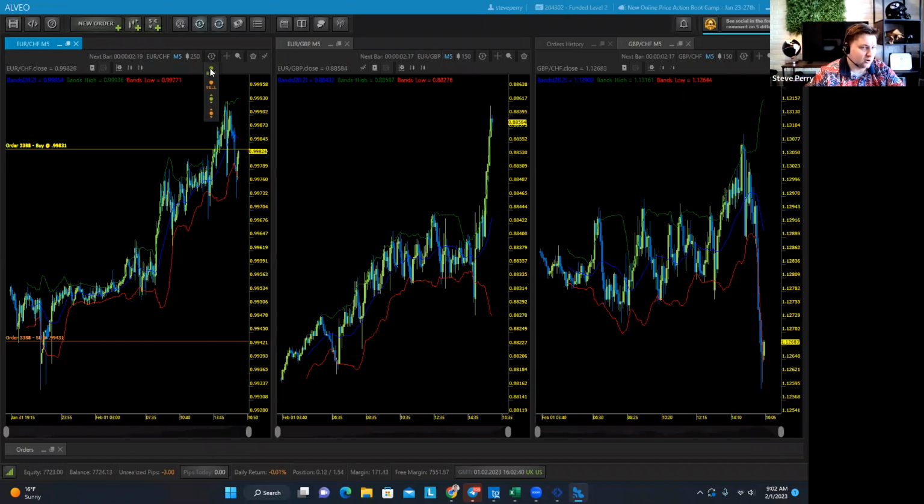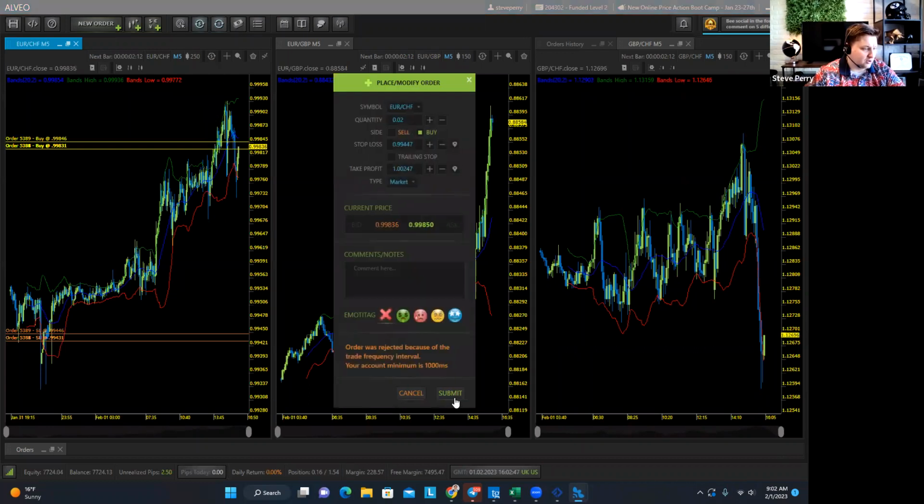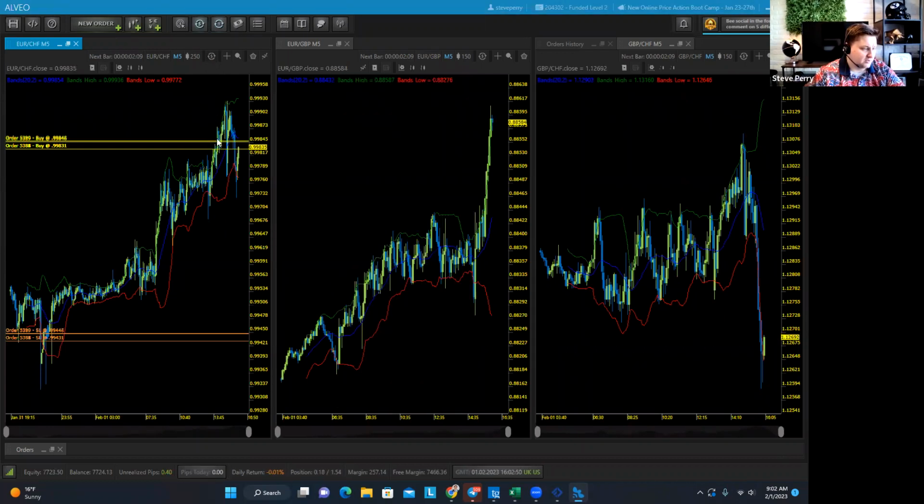I liked it from the start. The other ones might be fine too, but I took a quick glance at this one and I was like, yeah, that looks good. So I'm just going to take a starter position right here. Euro franc looks good. Euro pound's just going to keep ripping and roaring, I think. Then pound franc's down here.